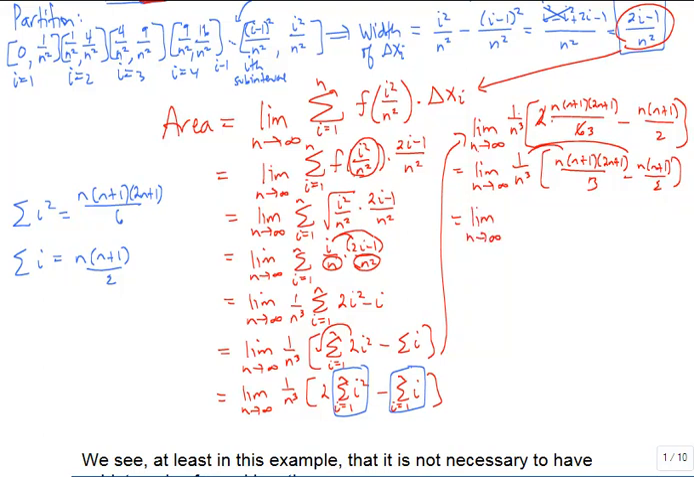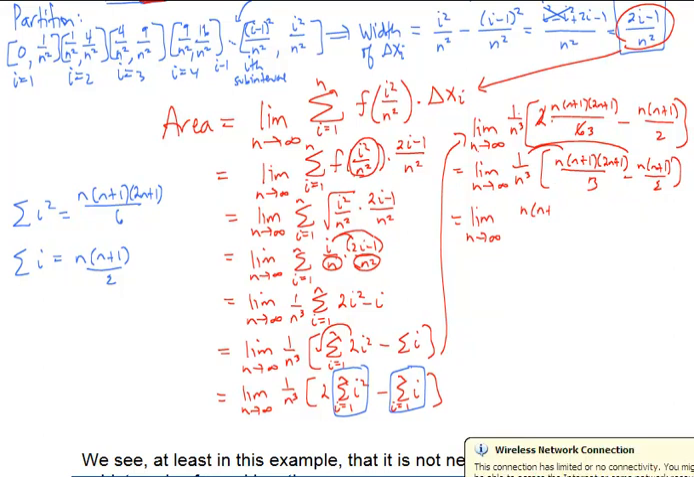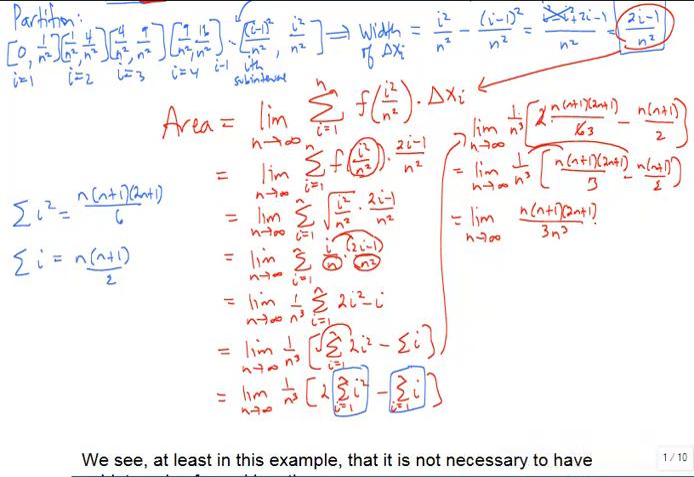Then we should be able to take our limits. So I'm going to leave that numerator n times (n plus 1) times (2n plus 1), but the bottom becomes 3n cubed. And then when I distribute to this second fraction, the top is n times (n plus 1), and the bottom is 2n cubed. Now we're ready to take our limit.